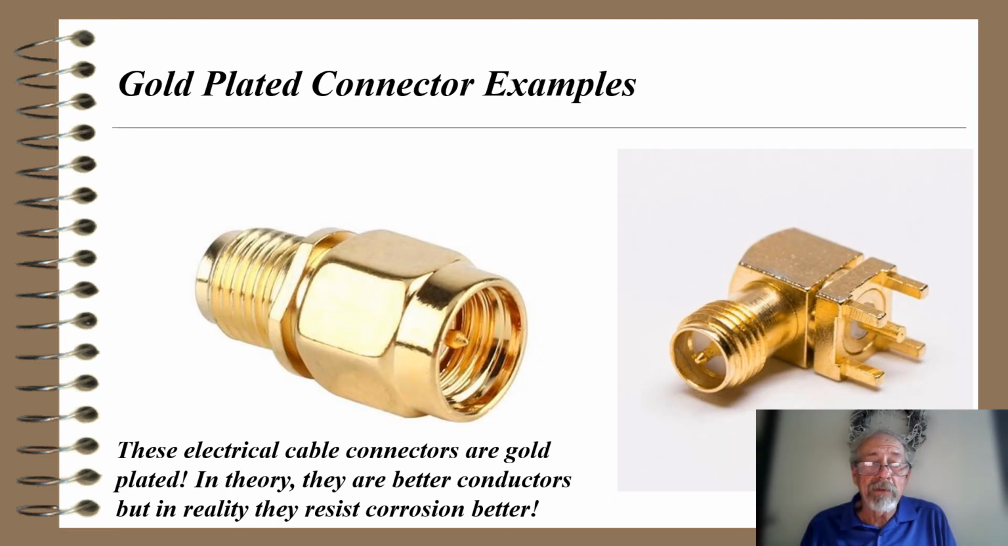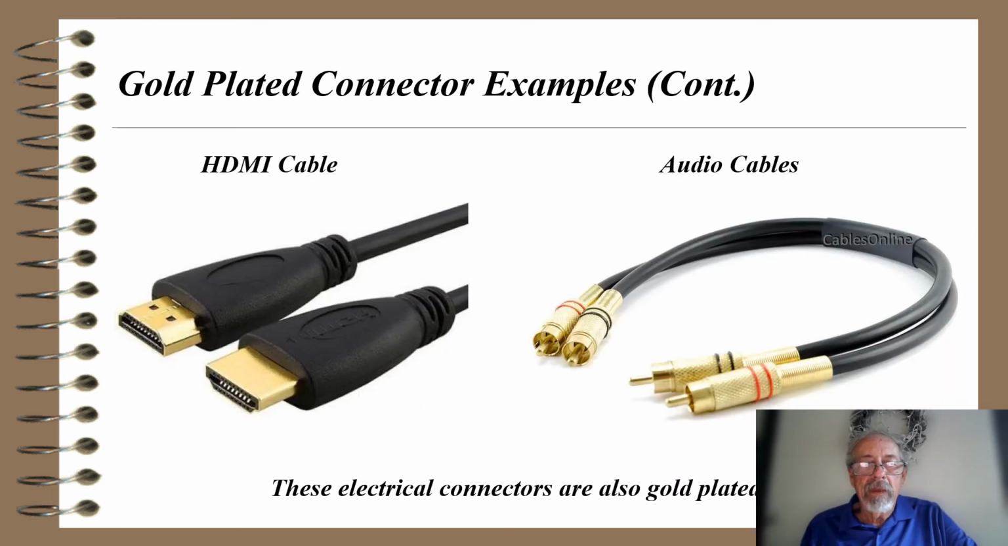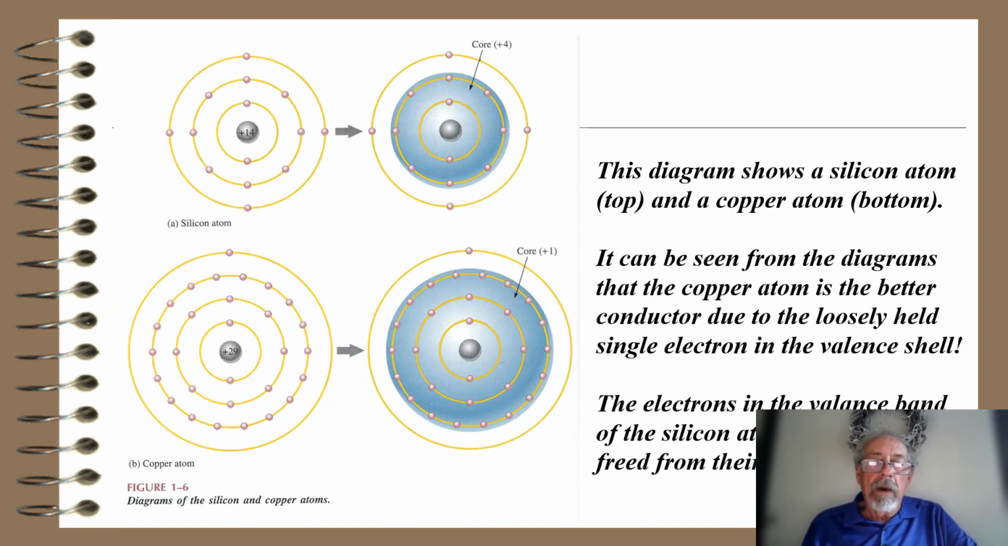Gold-plated conductor examples. These electrical cable connectors are gold-plated. In theory, they're better conductors, but in reality, they resist corrosion better, which is actually their biggest asset. The gold plating is extremely thin, to say the least, only atoms thick. Some other gold-plated conductor examples: we have an HDMI cable on the left and audio cables on the right, and again, they're also gold-plated.